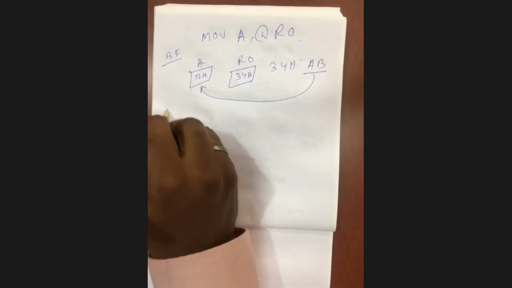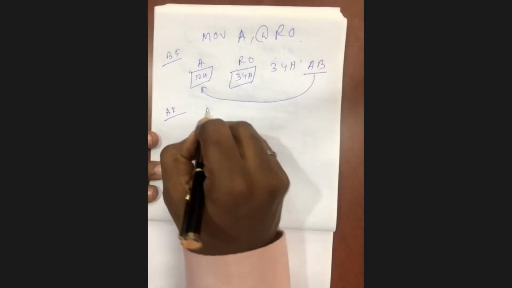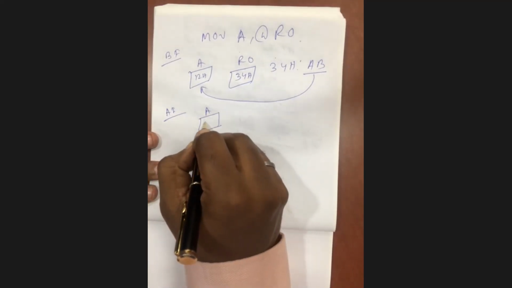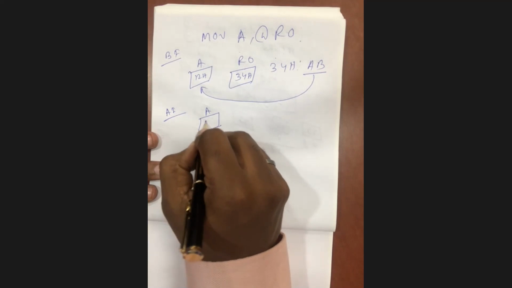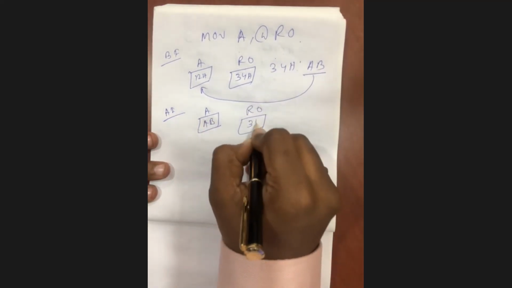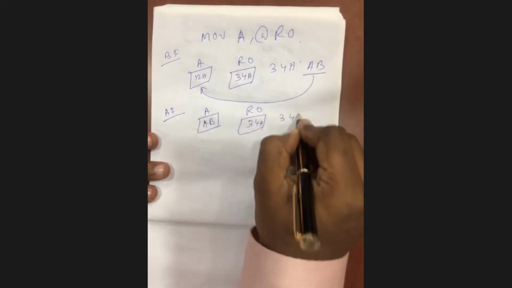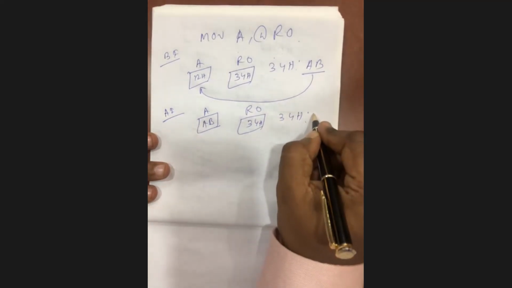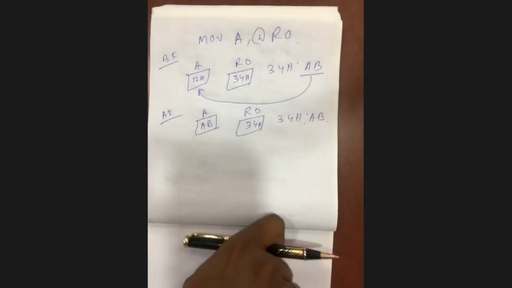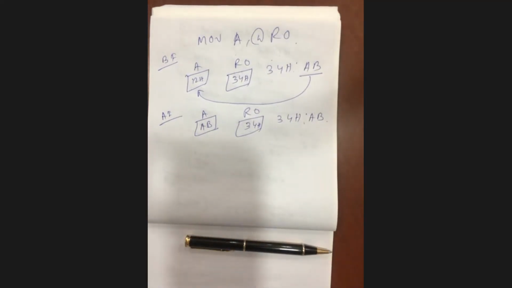Means after the instruction, the accumulator will be AB, R0 will be 34H, and 34H will be AB. Okay, is it clear? Yes, sir.